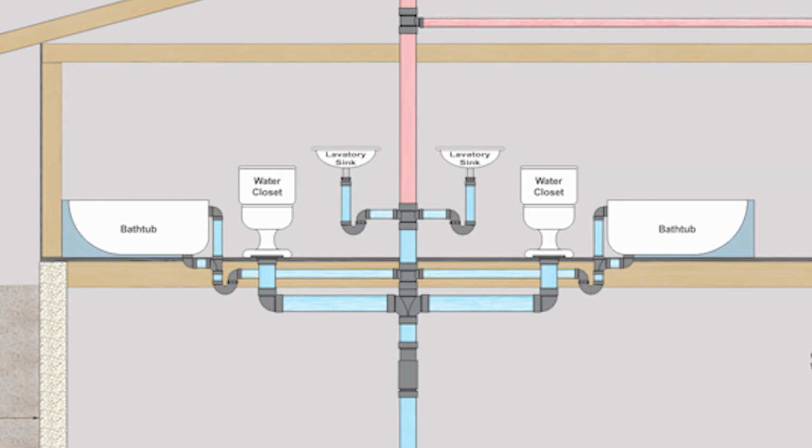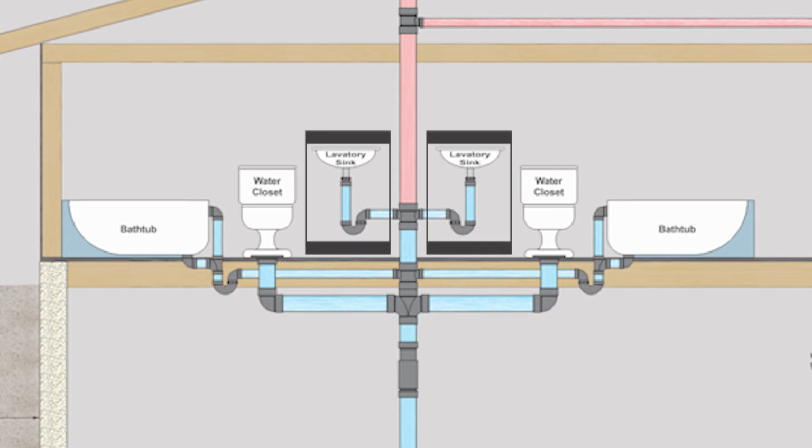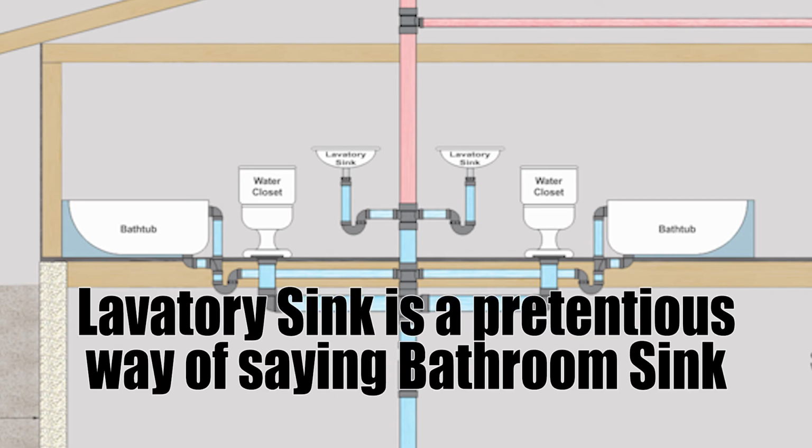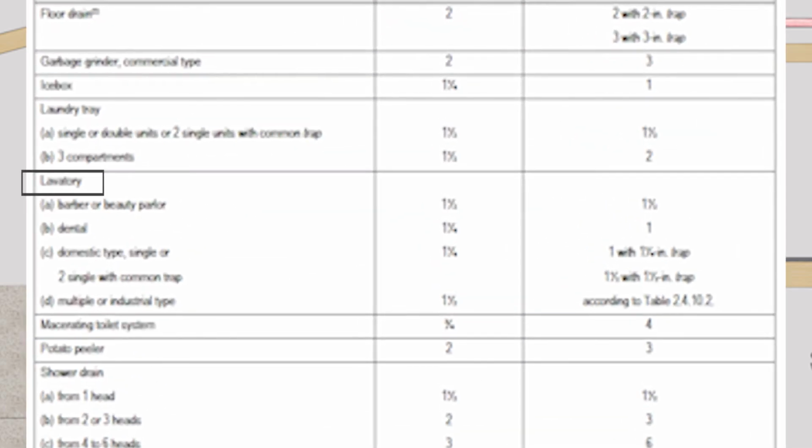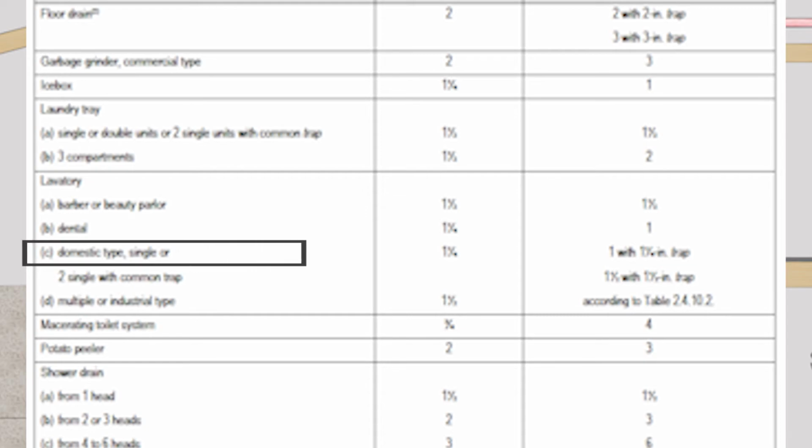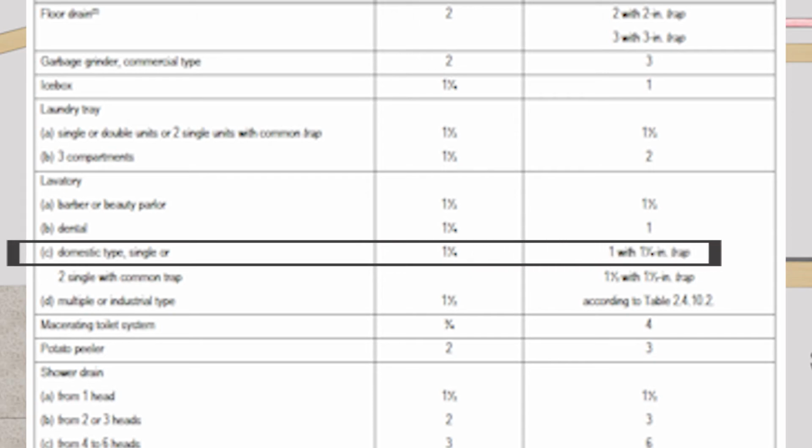Another two fixtures that we're going to see connecting into our soil waste stack is the lavatory sink. That is a fancy term for a bathroom sink. So we go to lavatory, domestic type single. If we go across to the right, minimum size of fixture outlet pipe is 1.25 inches. And hydraulic load is 1 with a 1.25 inch trap.